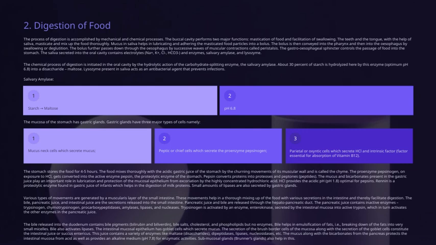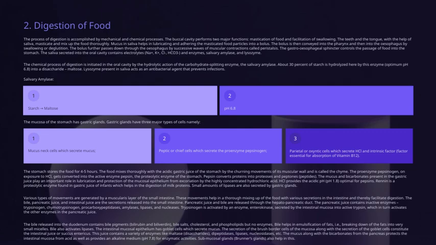The stomach stores food for several hours, mixing it thoroughly with gastric juice, which contains hydrochloric acid and the enzyme pepsinogen. When activated by HCl, pepsinogen becomes pepsin, which starts digesting proteins into smaller peptides. In infants, renin helps digest milk proteins.